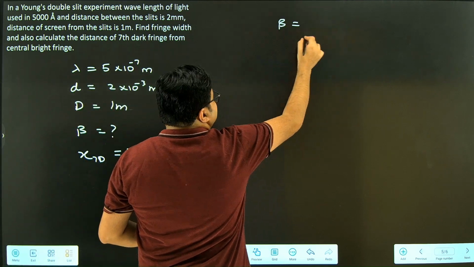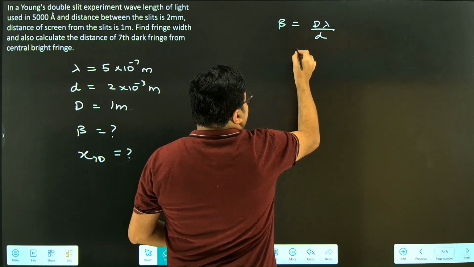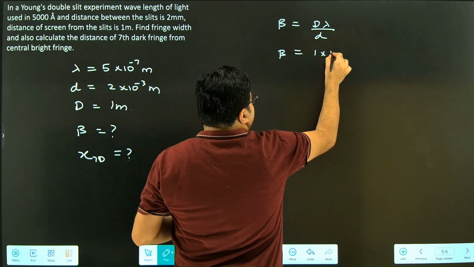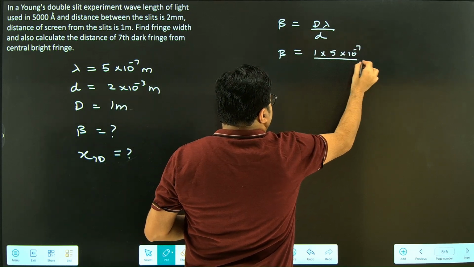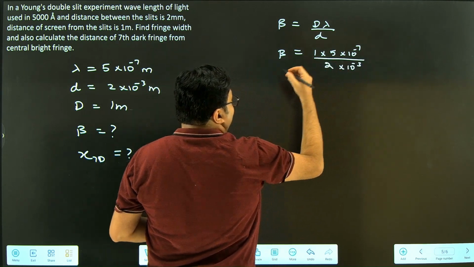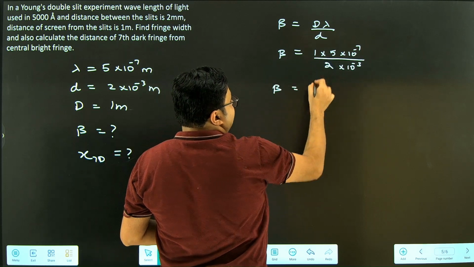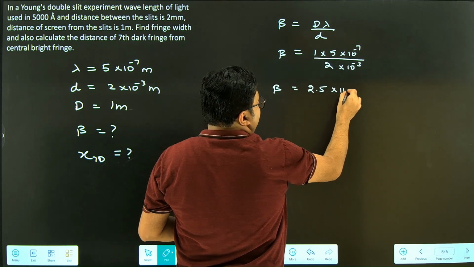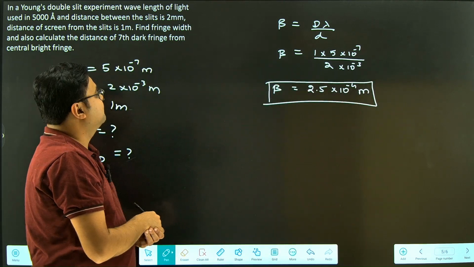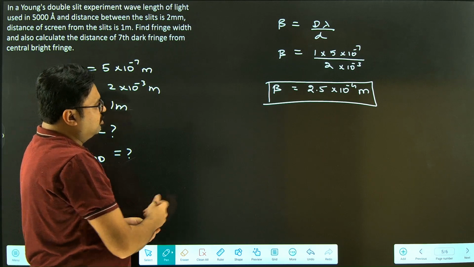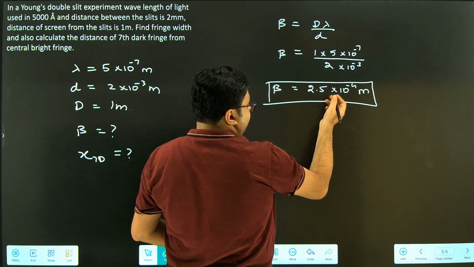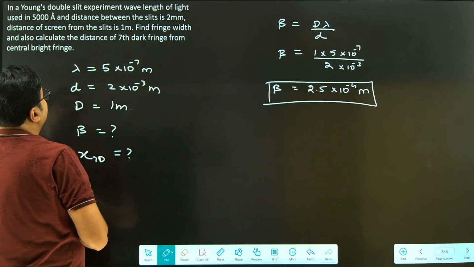Beta is fringe width and it is given by lambda D divided by small d, and that is equal to 1 meter multiplied by lambda, which is 5 into 10 to the power of minus 7, divided by small d, which is 2 into 10 to the power of minus 3. So the answer you would get, beta, would be 2.5 into 10 to the power of minus 4 meter. That's the answer for fringe width. Well, you can also write it as 0.25 mm, it's perfectly all right.